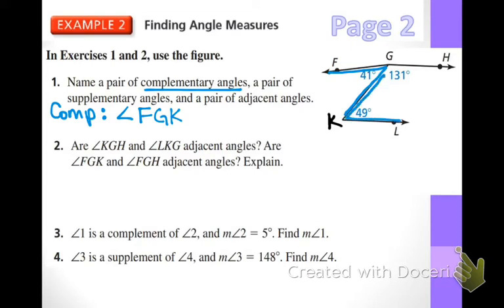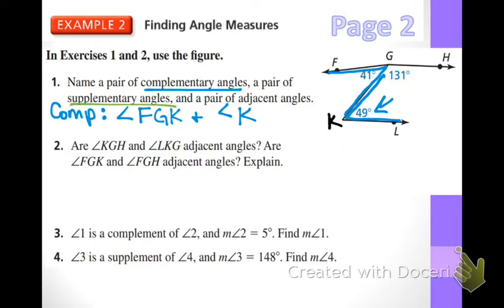We want to name the 49 degree angle. What can we name that one? So we could say GKL, we could say LKG. What else could we say? Angle K. Because it's the only angle at this vertex. Angle K.